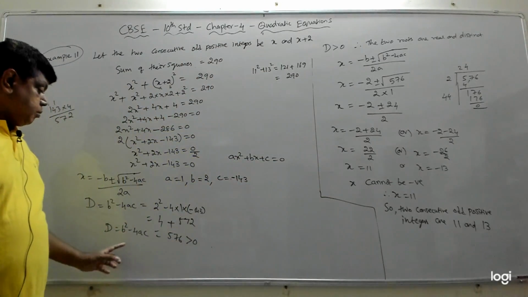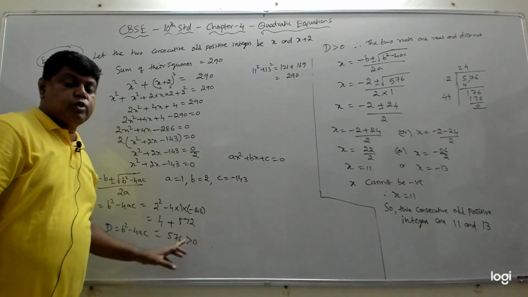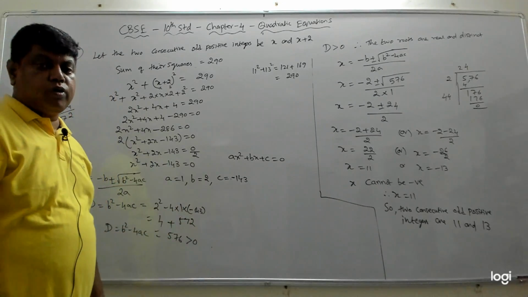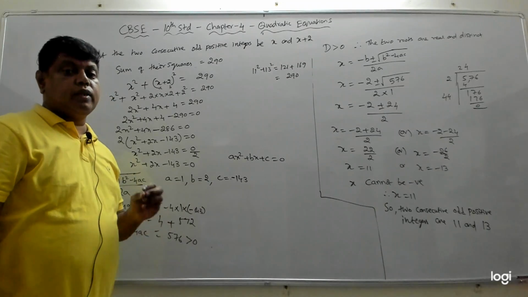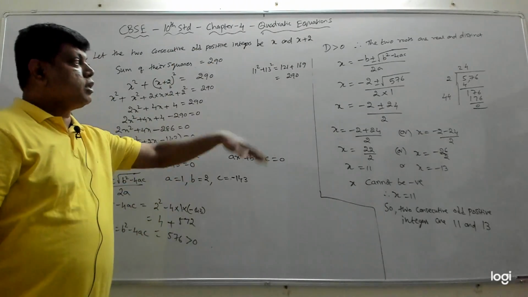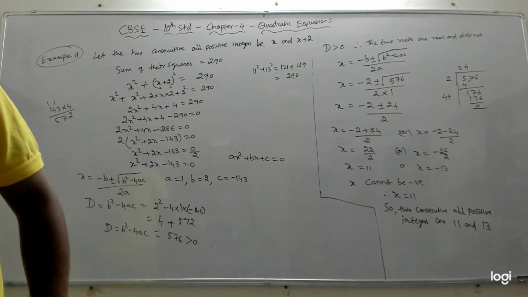If it is negative, suppose you calculate b square minus 4ac and you get minus 576, then we should say D is less than 0. D is called the discriminant. That is less than 0, therefore you will say there are no real roots, and then you will stop the problem. We will not proceed and solve it. Clear? So we will stop here.